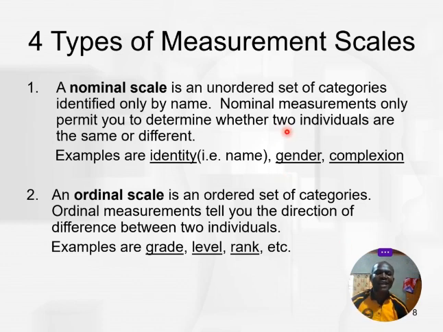The nominal scale is an unordered set of categories. It essentially describes identity and doesn't talk about direction, like the name of an individual, gender, or complexion. These are nominal in nature. And of course, we also have the ordinal scale of measurement, which talks essentially about ranking, where variables are ranked as an ordered set of categories, like the grade of students, level of performance, or rank. We describe them as the ordinal scale of measurement.